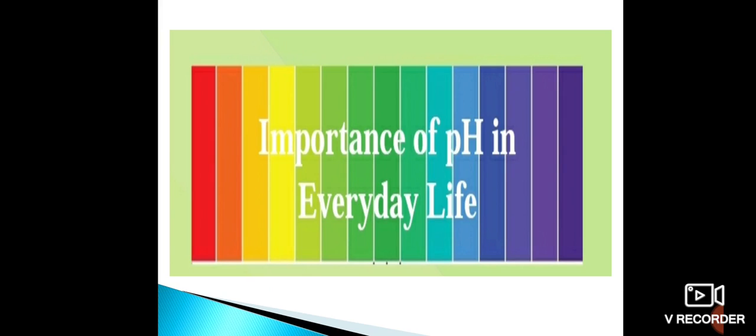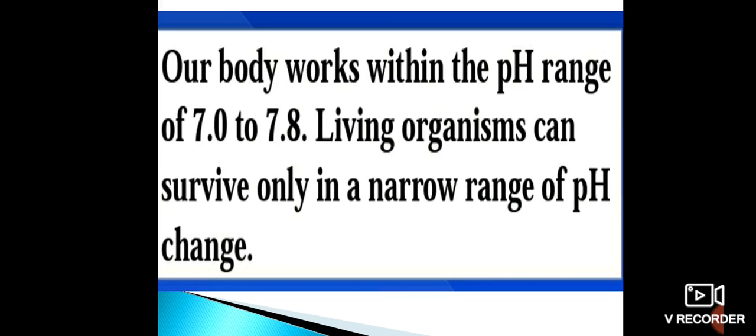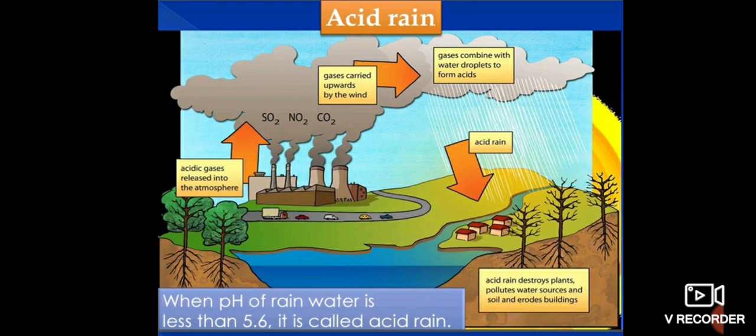Importance of pH in everyday life. Our body works within the pH range of 7 to 7.8. Remember this. Our body works within the pH range of 7 to 7.8. Living organisms can survive only in a narrow range of pH change. Dear children, when the pH of rainwater is less than 5.6, then it is called acid rain. So it is very dangerous.